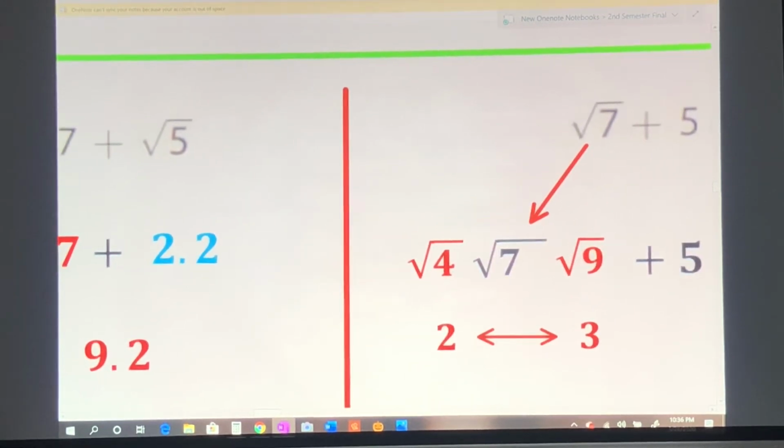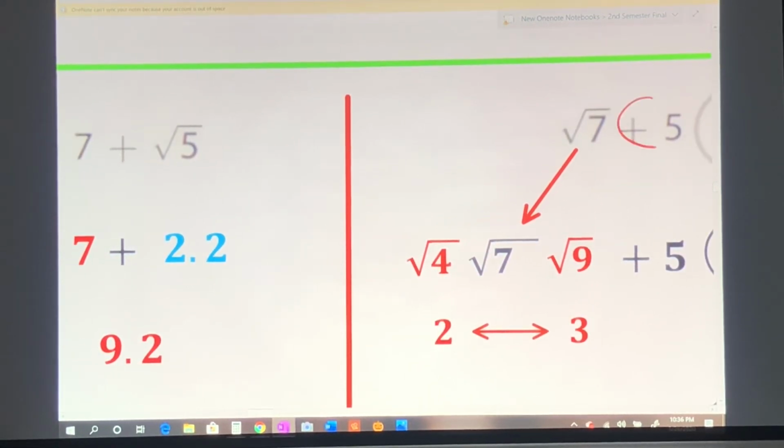You could say, okay, so I just copied down the 5 here. So you could say the square root of 7 sits in between the square root of 4 and the square root of 9. So it sits in between 2 and 3. So if I just rounded it off and said, let's estimate and say it's 2.5, I'll go right in the middle.